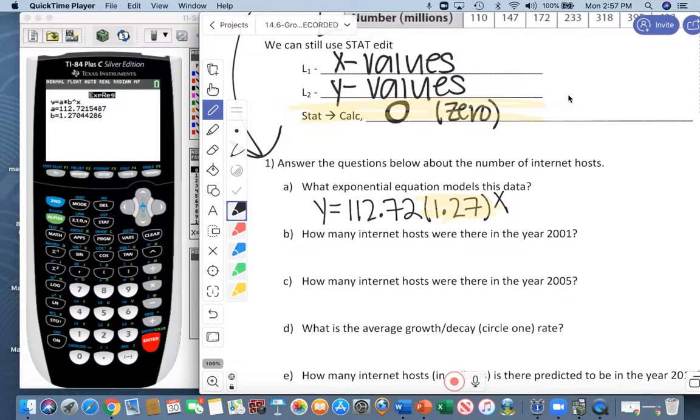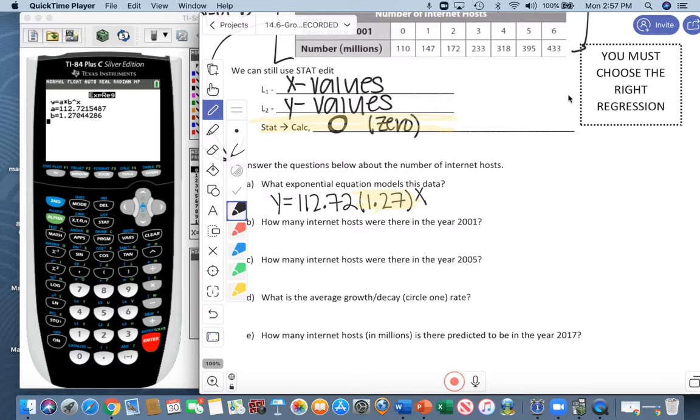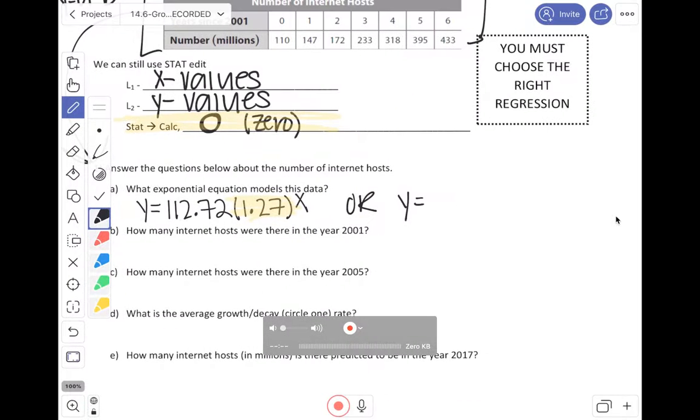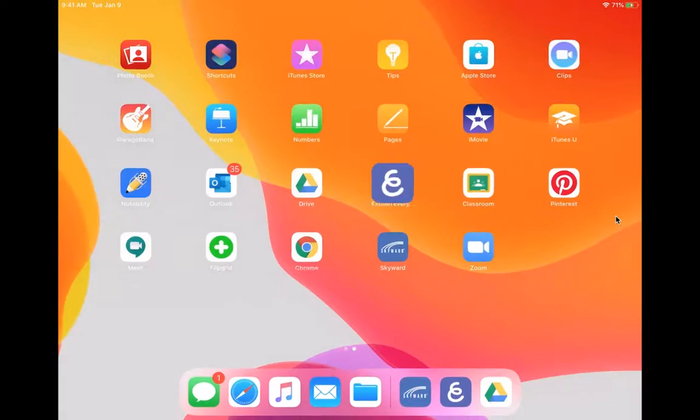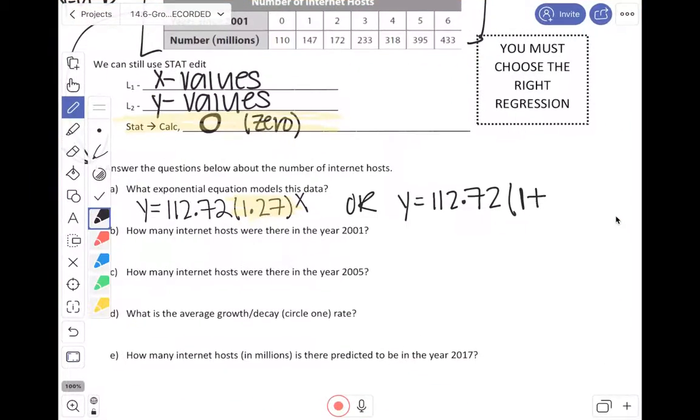So I've got all of this stuff the same. Y equals 112.72. Now this time it's going to be 1 and it's either plus or minus. And this time it's plus because 1.27 is greater than 1. And 1 plus what gives me 1.27? Well, 0.27 to the X power. And because of this plus sign, I know it's growth. It's going up, which makes sense because in my table, as my X values go up, my Y values go up.